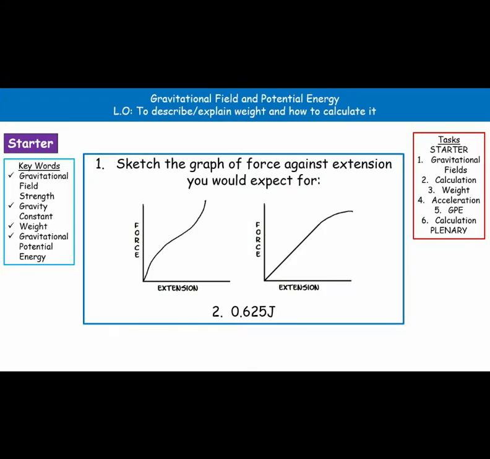Okay then, let's see what we got. Tick them if you get them right, if not then cross and correct. The graph of force against extension for the elastic band is on the left hand side there, kind of an S shape. And then on the right, the one for our spring starts off with that straight line and then it curves. And then for number 2, our calculation, hopefully we got the answer of 0.625 with the units joules. Give me an idea who got 3 out of 3, who got 2 out of 3, who got 1 out of 3. Post your number in the chat window for me.